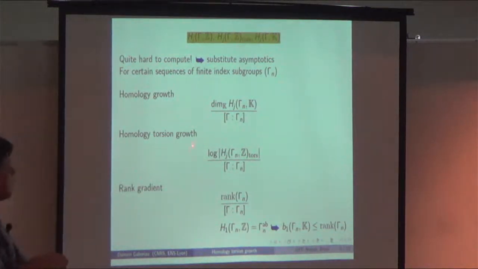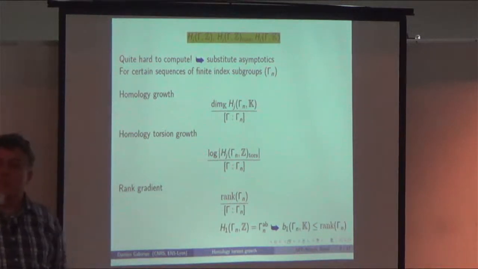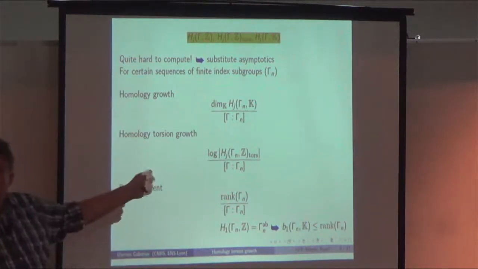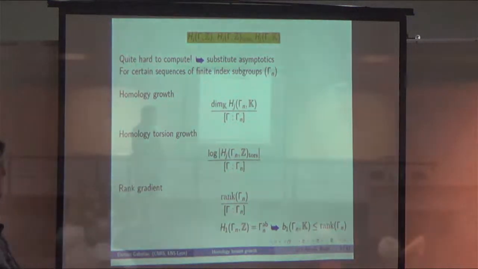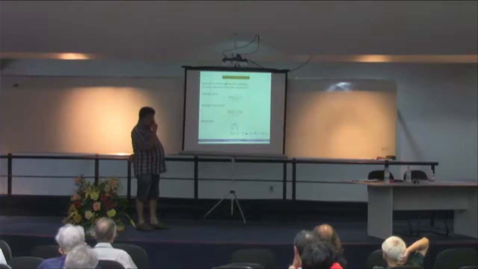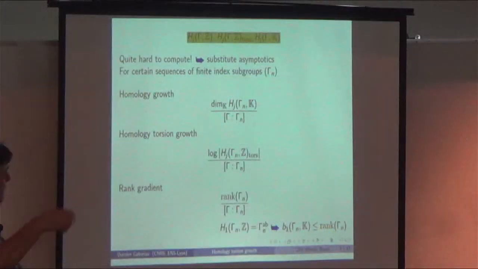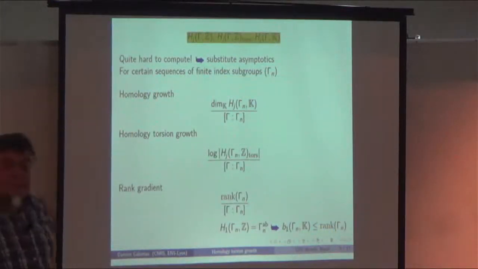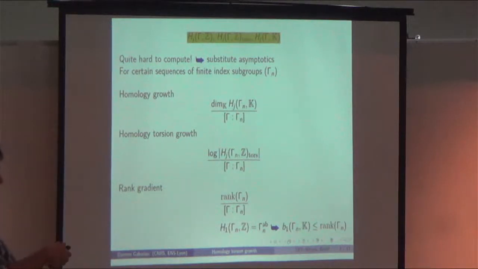Or for the torsion, you take the log of the size of the torsion part. That log was not a joke, you see? So you take this logarithm of the size of the torsion divided by the index, and you ask for the asymptotic behavior. And just another related invariant, which is the rank gradient.